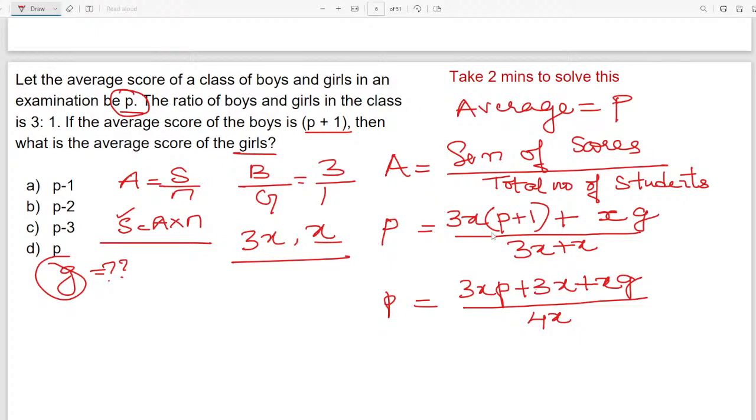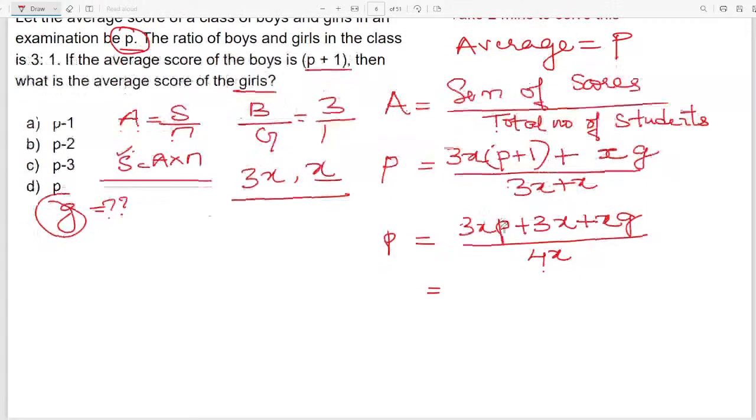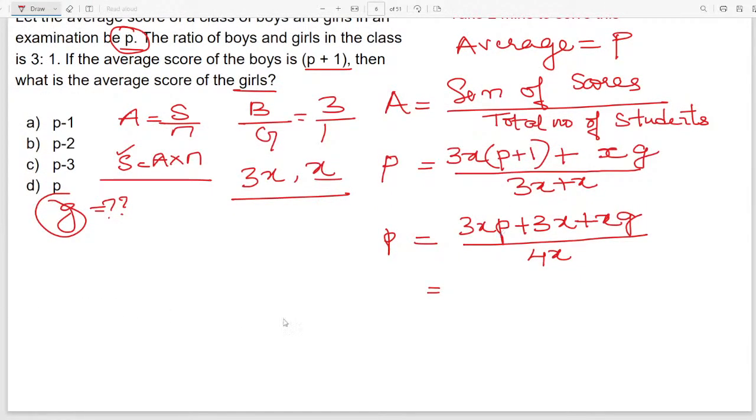3xp + 3x + xg divided by 4x. Or what we can do is we can eliminate x here. In the numerator and denominator, we can take x common. This will be 3p plus 3 plus g.